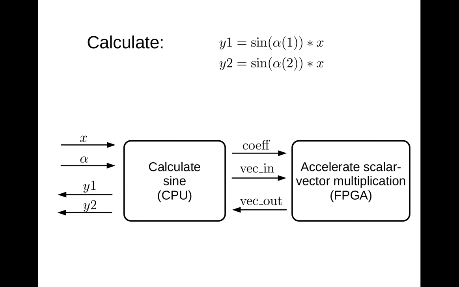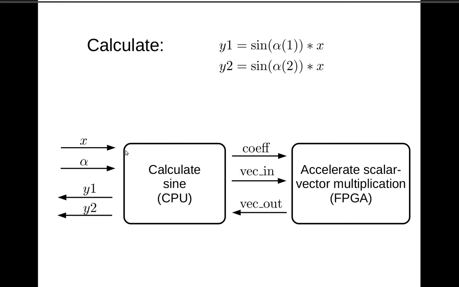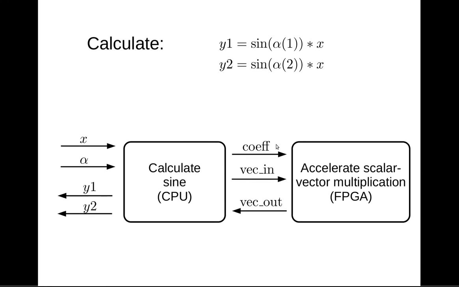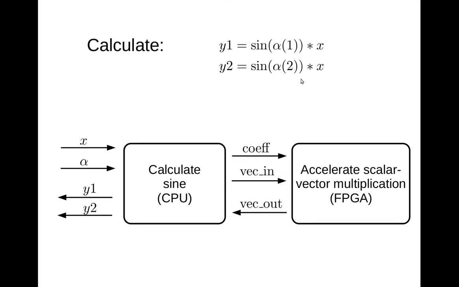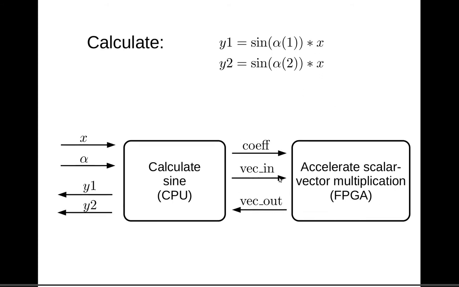So, considering interfaces, we have two input vectors and two output vectors for our SoC. And in addition to that, we specify some interfaces for CPU and FPGA communication. For this example, we send a coefficient, which is sine of alpha, and we send a vector, which is vector x. And FPGA will accelerate the multiplication of coefficient by a vector and send the resulting vector back to CPU.